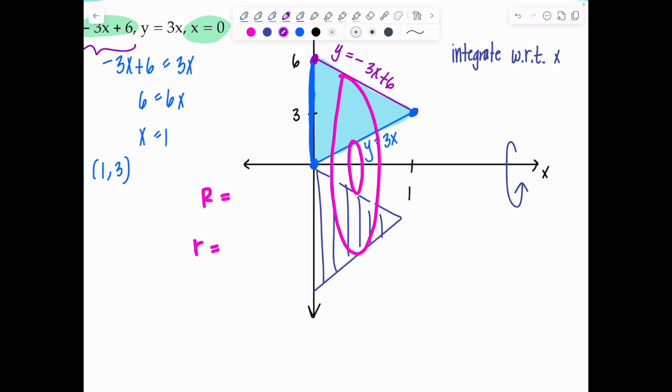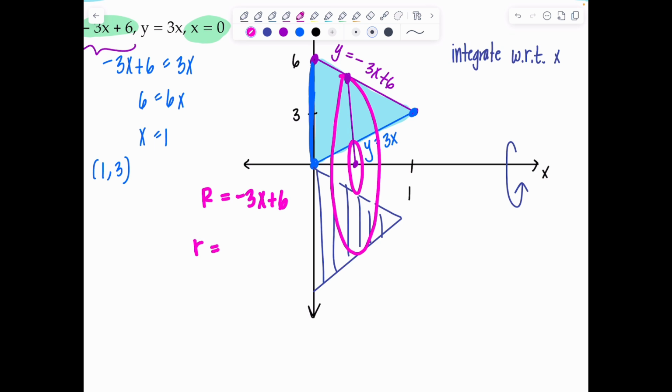Outer radius, big R, goes from axis of revolution to that outer function. To figure out an expression for big R, you take top minus bottom. Who is bounding big R on the top? Y equals negative 3x plus 6. Who's bounding on the bottom? This is just y equals 0. Negative 3x plus 6 minus 0. I'm not going to write the minus 0.